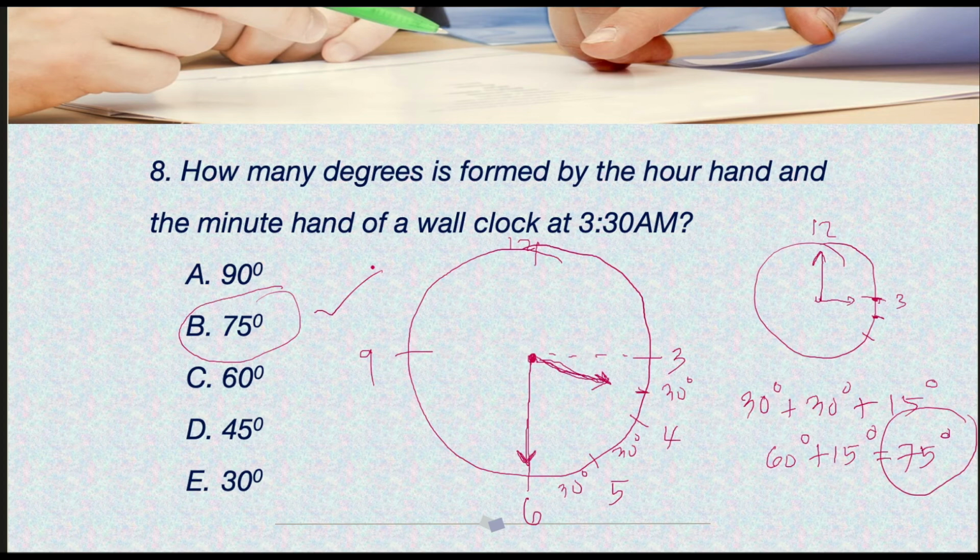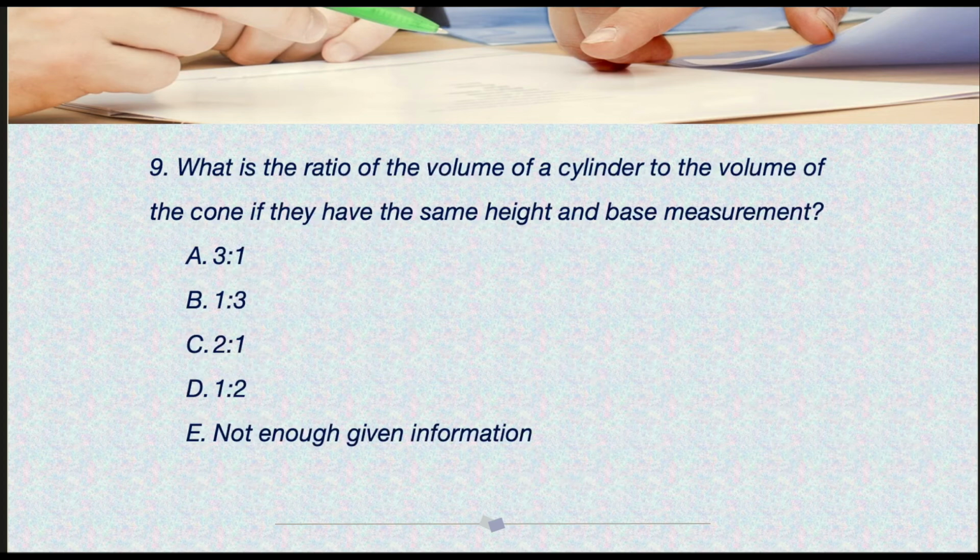Sometimes you can solve a problem by not solving it, by just drawing a figure. That's geometry. You can do that. Okay, number 9. What is the ratio of the volume of the cylinder to the volume of the cone if they have the same height and the same base?